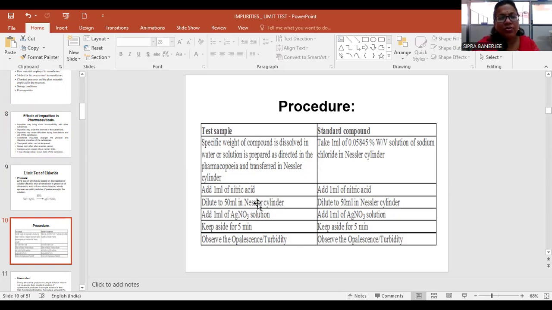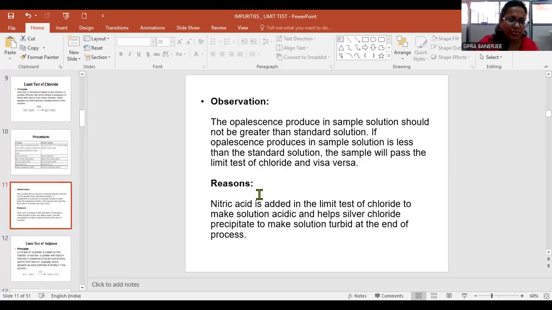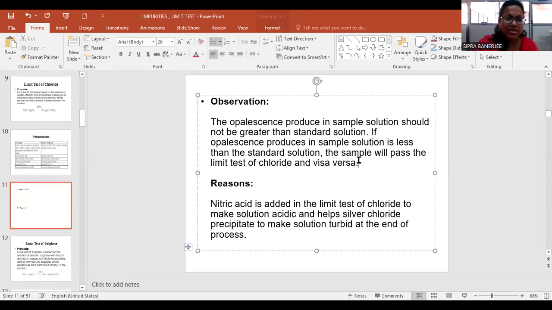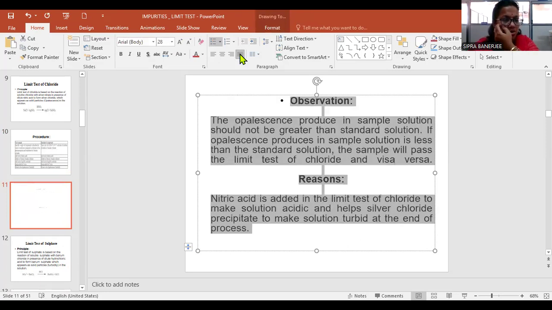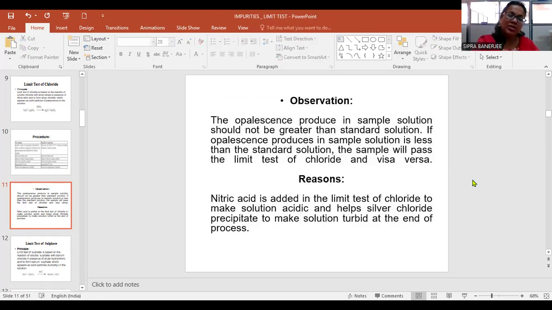The same procedure is followed for the test sample also. Here the test sample solution is taken in the cylinder, followed by nitric acid addition, dilution, and silver nitrate addition. Every procedure is the same. Now we should observe the results. The opalescence produced in the sample solution should not be greater than in the standard solution. If the opalescence produced in the sample solution is less than in the standard solution, the sample passes the limit test of chloride.